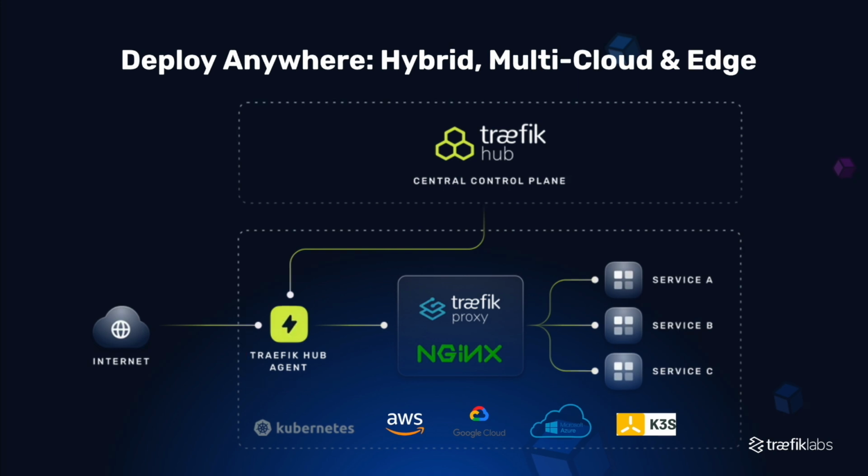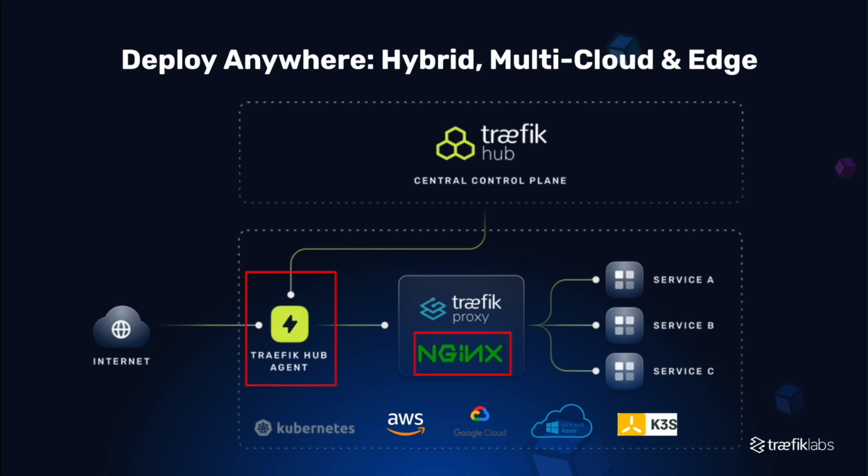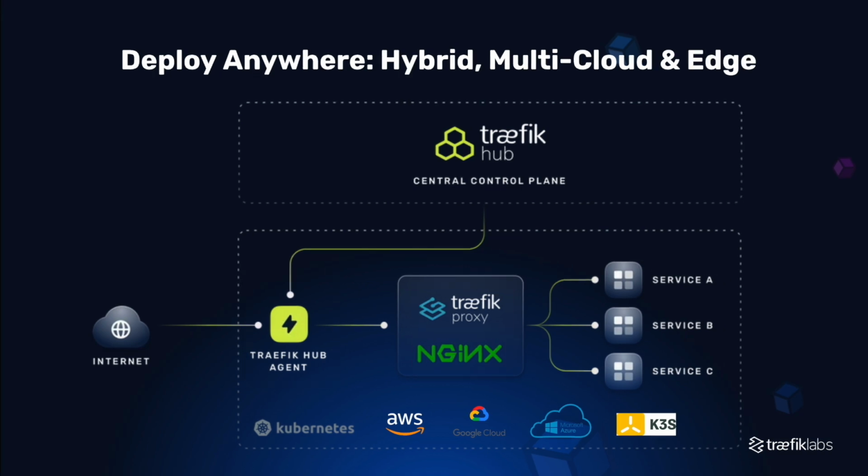An important point to highlight is that Traefik Hub is the first API management solution in the industry, which gives you the choice of running either our own ingress controller, which is Traefik Proxy, or third-party ingress controllers like Nginx. We are going to show you next the Traefik Hub dashboard.